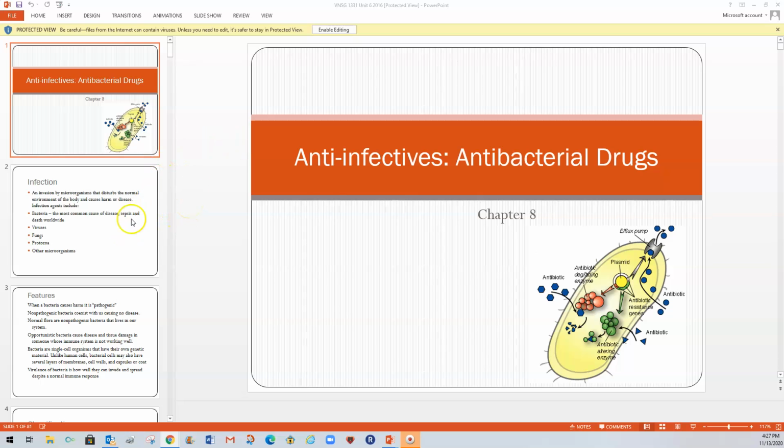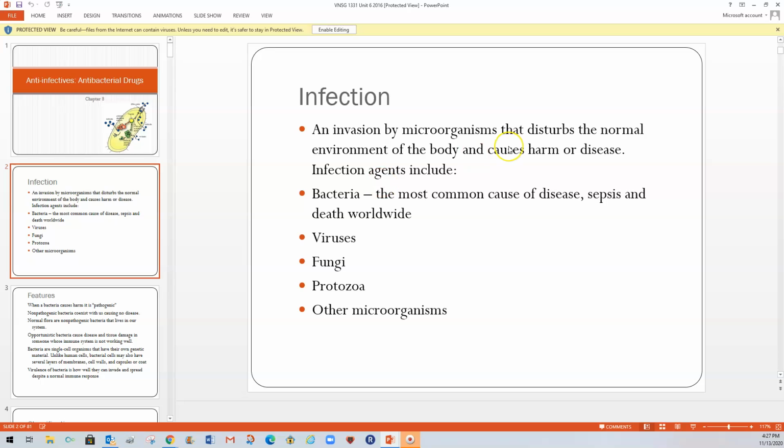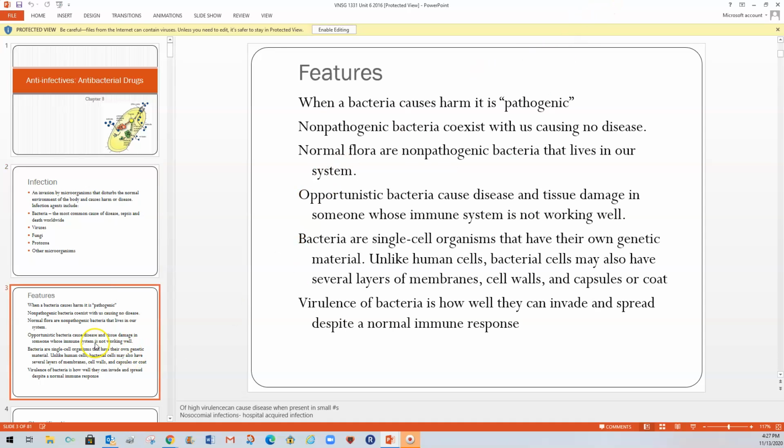Anti-infectives, antibacterials. You know what an infection is. It's an invasion by a microorganism that disturbs the normal environment of the body. Bacteria are usually the common cause of disease, or sepsis and death worldwide, which is what we're going through now with this pandemic. Viruses, fungi, protozoa, and other microorganisms also cause infection.